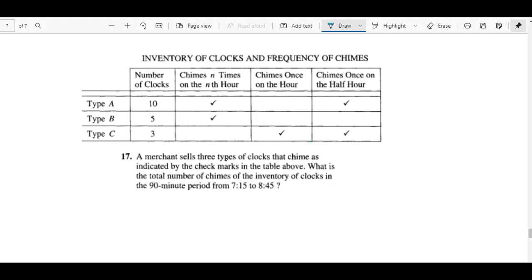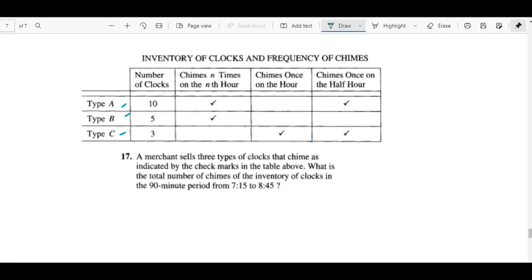Okay, let's read the question first. A merchant sells 3 types of clocks that chime as indicated by the check marks in the table above. So let's look at the table now. We have 3 types of clocks, A, B, C. And in the first column, they are telling us the number of clocks, right? So we have 10 clocks of type A, 5 clocks of type B, and 3 clocks of type C.